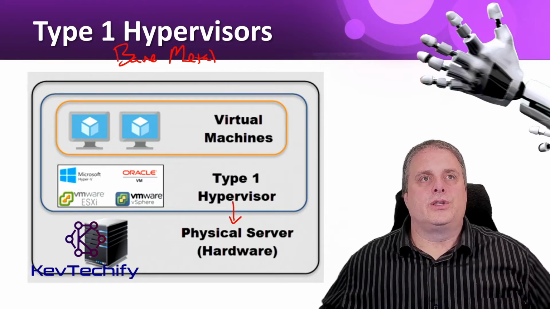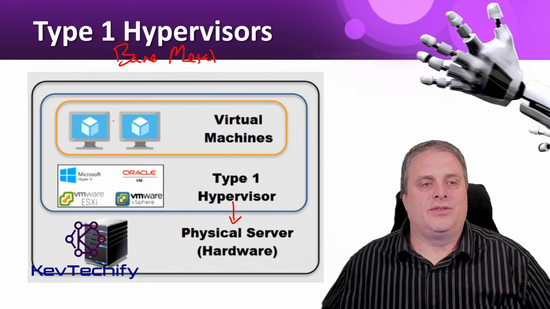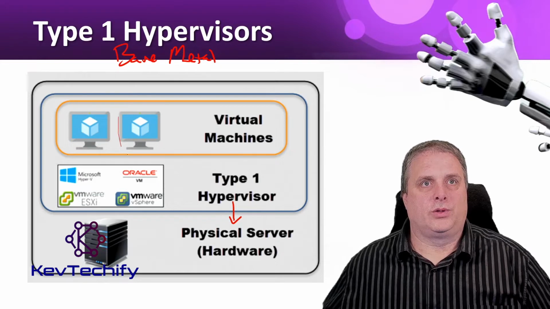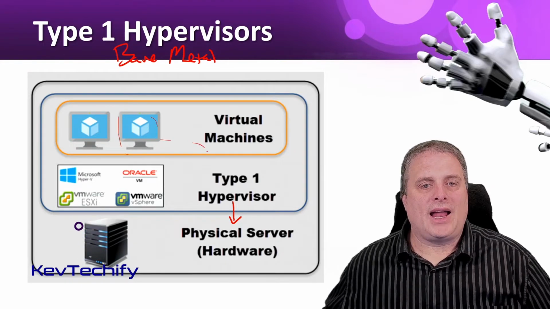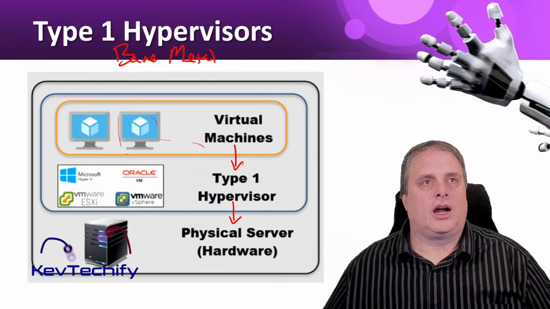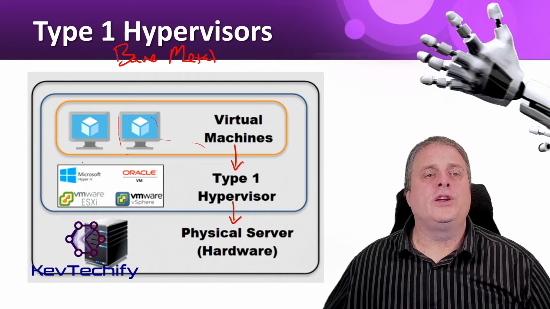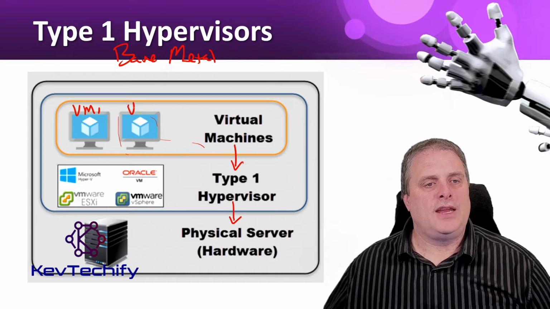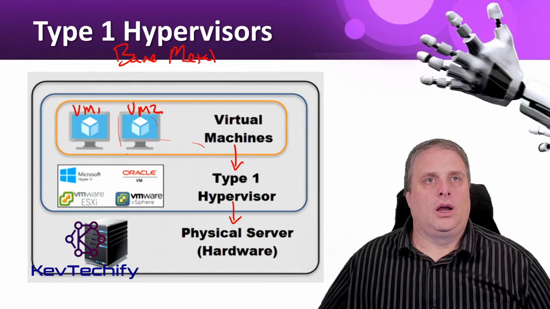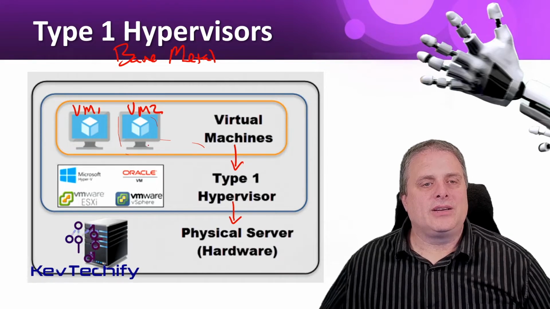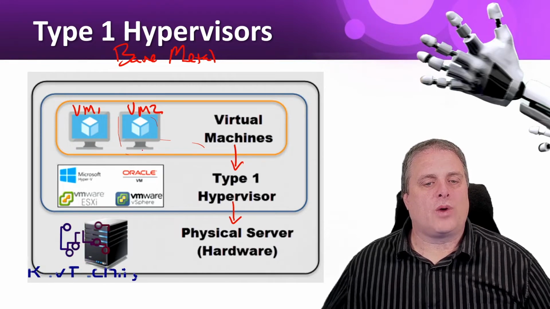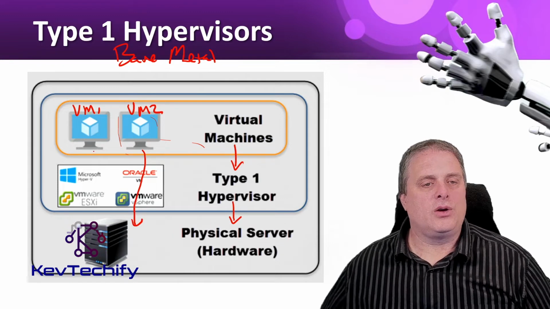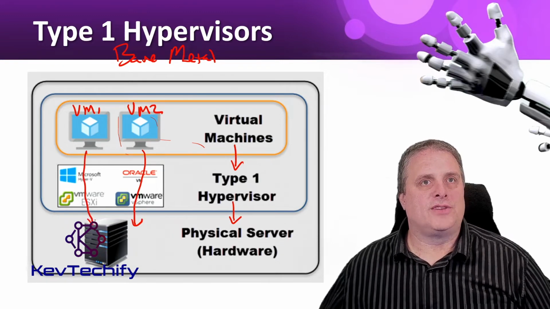Then what we do is create an instance of an operating system, our virtual machines up here. We install that on our hypervisor. We can create multiple VMs. Here we have VM1, VM2. And what the hypervisor does is it gives these virtual machines direct access to the hardware that is on our physical server.